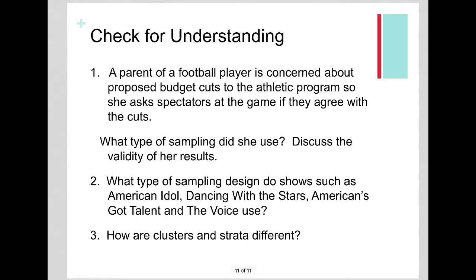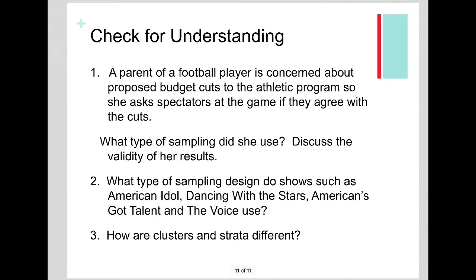So remember, there's 6 methods of sampling. There are the 4 good ones and the 2 bad ones. So hopefully you think about it a little bit and you think that she did a convenient sample. So if you think that she did a convenient sample, that is correct. So remember that the results aren't going to be very valid because she asked people who are actually at the game whether or not they agree with the budget cuts to the athletic program. So there will definitely be biased results.